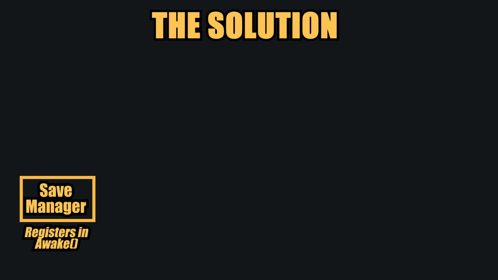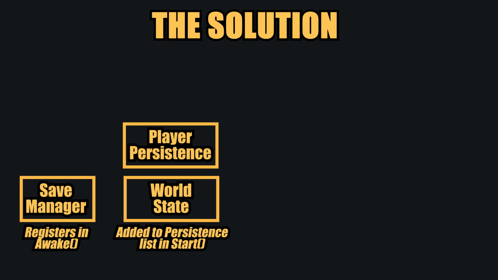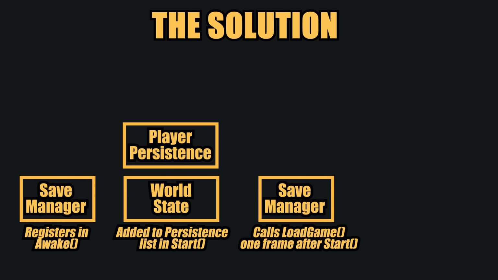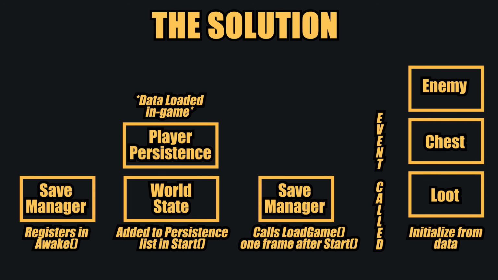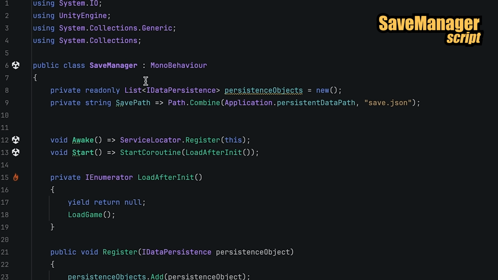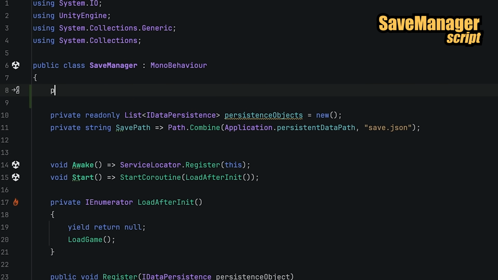So then, our save manager registers in awake. Then, in start, we get our persistence objects like player persistence and world state registering. A frame later, the save manager calls load and gives them their data. Now what we need is some sort of an event that can be sent out so that objects like enemy, chest, and loot know the data's ready and can actually act on it. So then, let's pop into save manager and make that event.